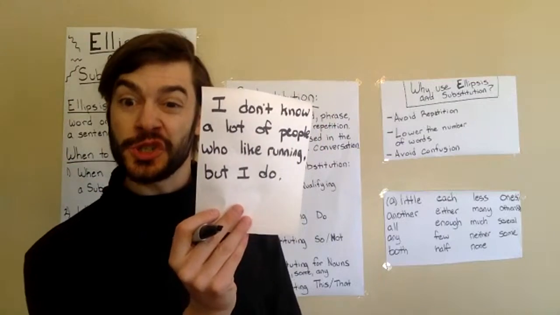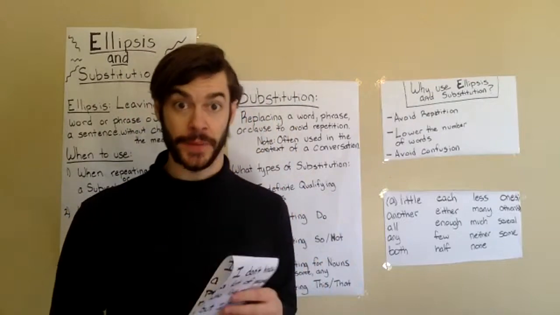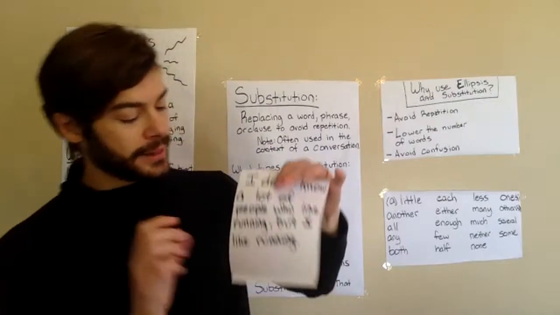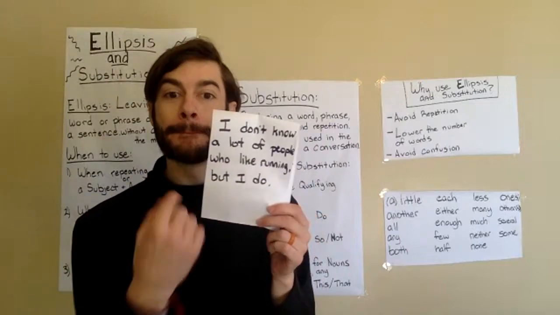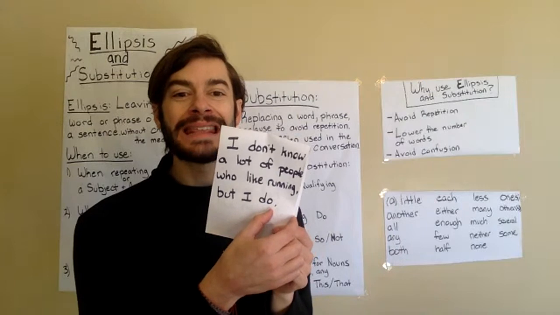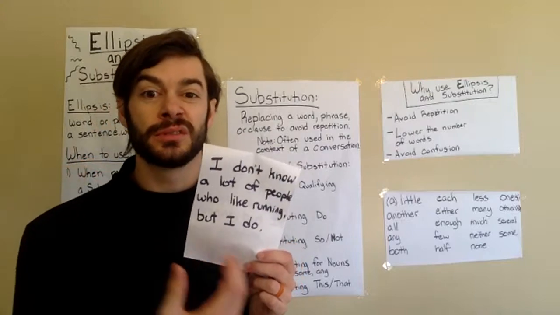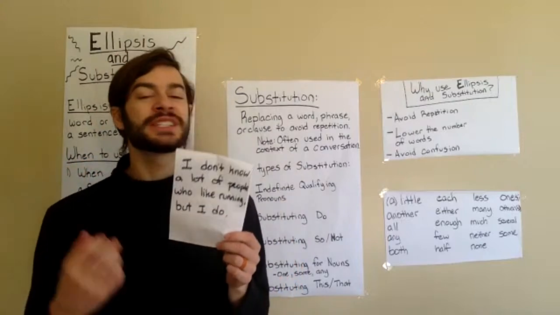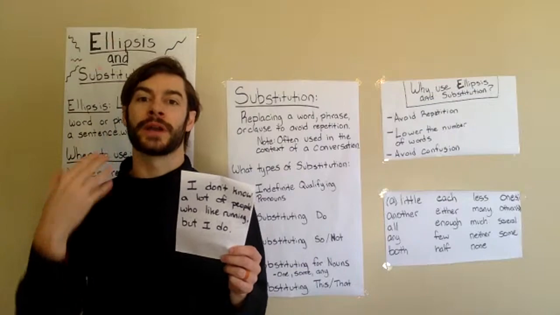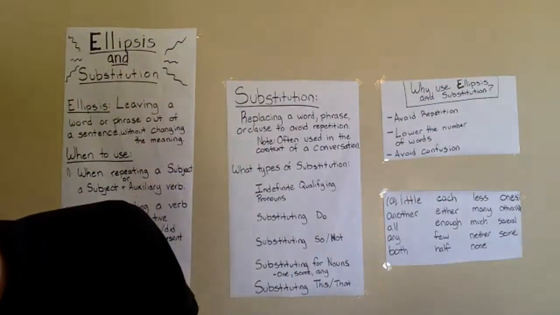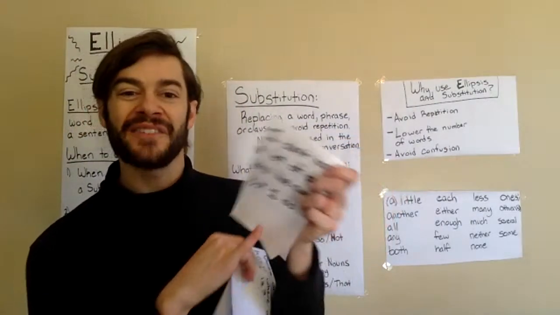Okay, so we know here I do like running. That's the repetition that we're changing here. Instead of saying like running again, it becomes, I don't know a lot of people who like running, but I do. So we don't want to have anything else afterwards, because we can't change that to I do like, or I do running. We just say I do, right? And then the rest of it, like running, is in our heads. We know that that's going on. So here's an example. In our last one, we talked about know, right? But we cannot use know here, right? We have to use do.